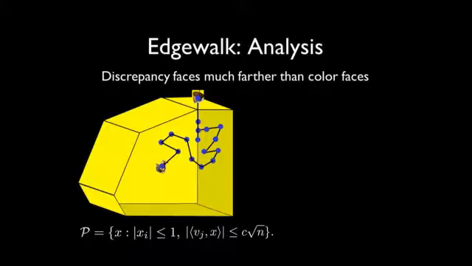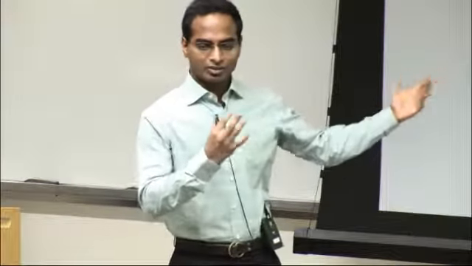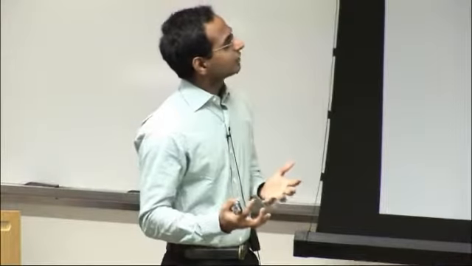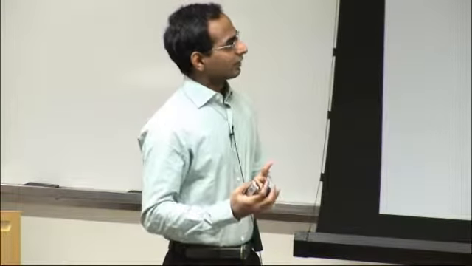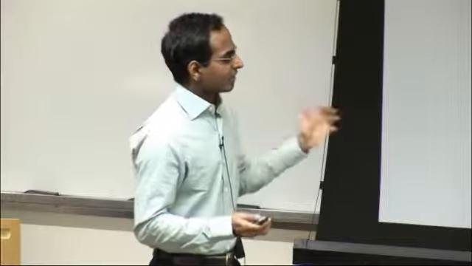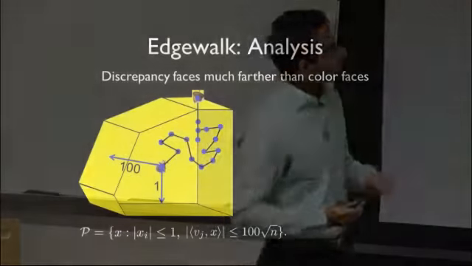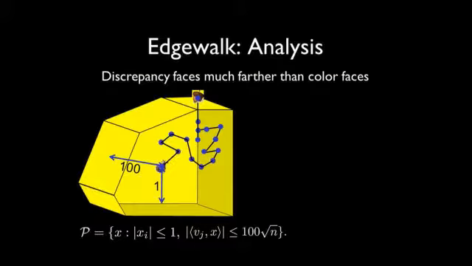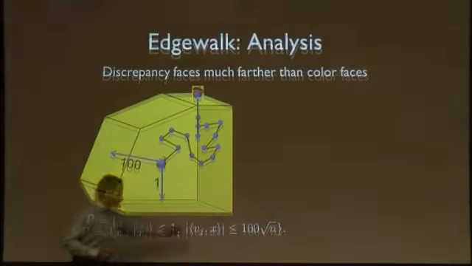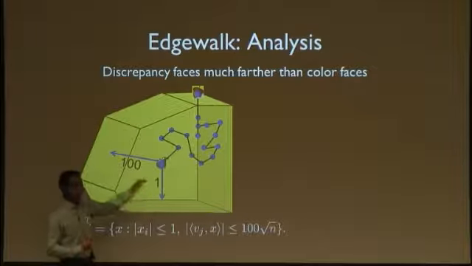So now let me describe the analysis. The setup is the same. You have this polytope, and we'd like to find a highly non-zero lattice point. And the punchline for the analysis is that the discrepancy faces are much farther from the origin than the color faces. Okay? So let's say we're shooting for a constant of 100 times root n. Then the discrepancy faces are at a distance of 100 from the origin, because each of these vectors Vj has norm at most root n. And the color faces are at a distance of 1 from the origin, because they're just of the form xi is less than or equal to 1.